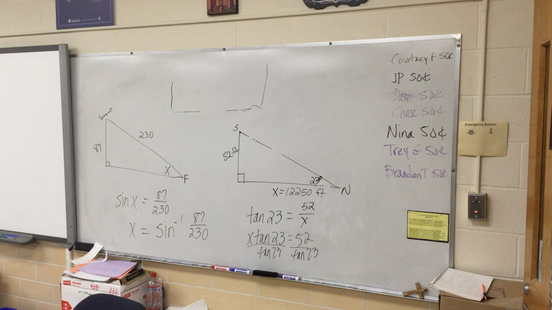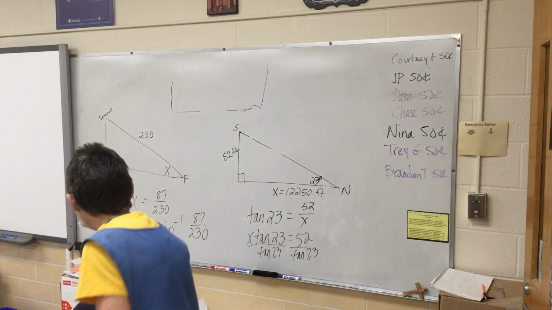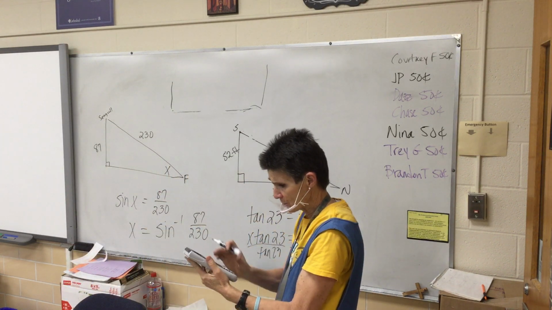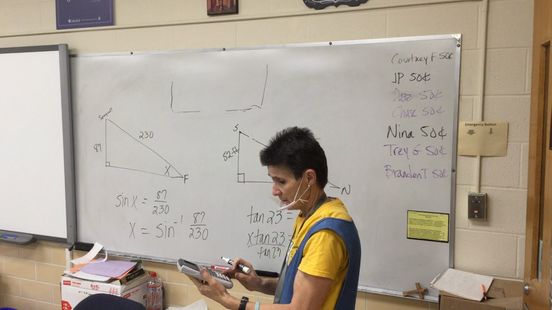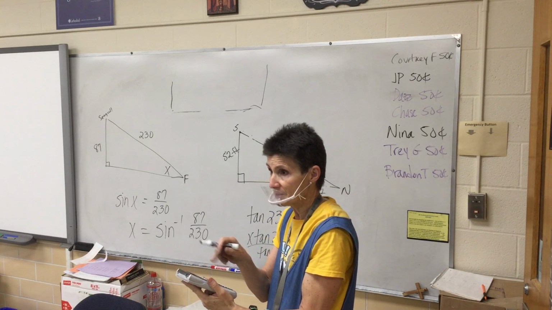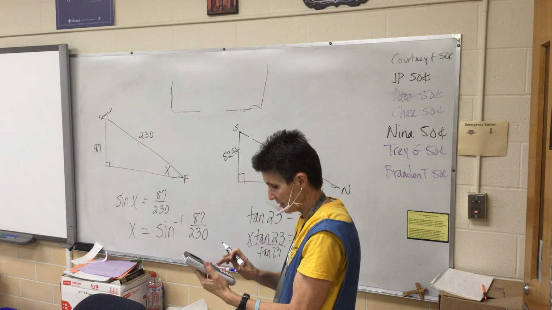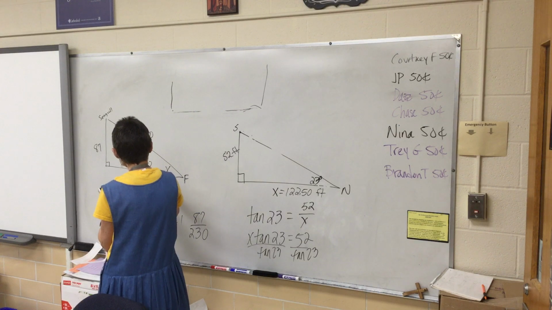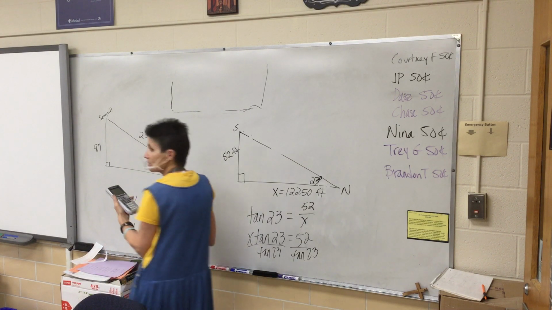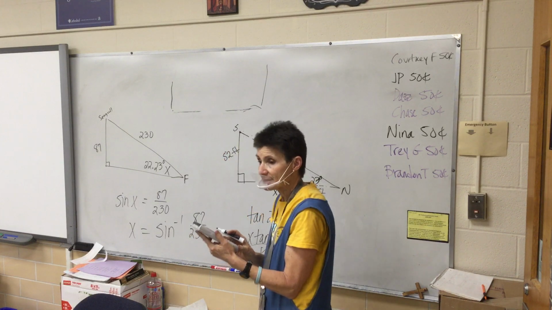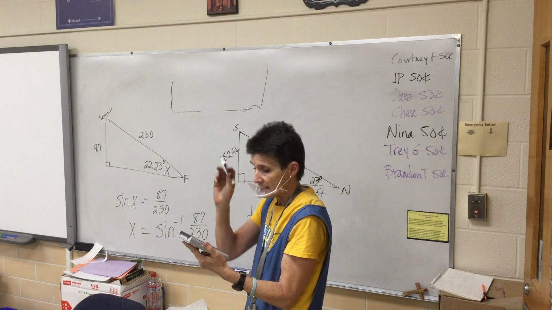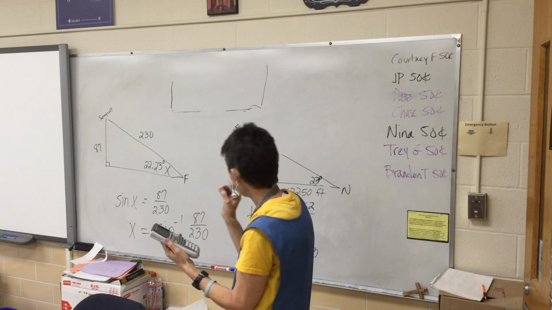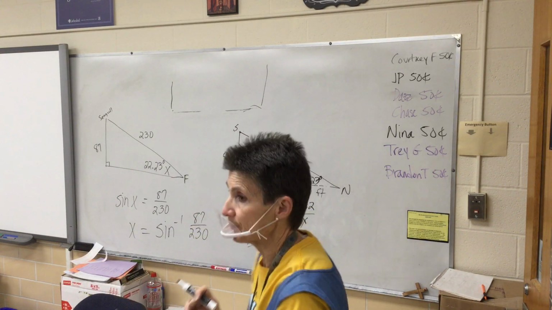When do I use those buttons? If my angle is x, if I don't know my angle, I'm going to second sine my fraction. So second sine, and you found it above sine there. Second sine, 87 divided by 230. That angle is 22.23 degrees. That is the angle. Press second sine, and then 87 divided by 230.